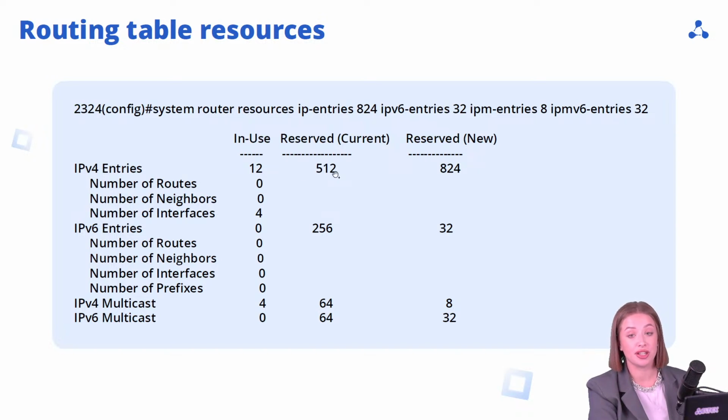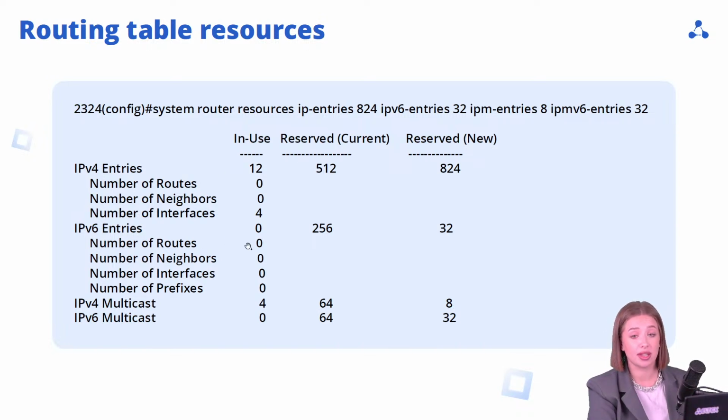By default, 512 IPv4 entries are reserved, of which 1 entry is for the number of routes, 1 entry is for the number of neighbors, and 4 entries for the number of interfaces. Additionally, 2 route entries are reserved for each IPv4 address configured with the manually created mask and with the subnet mask /32. Let's now move to the IPv6 entries.